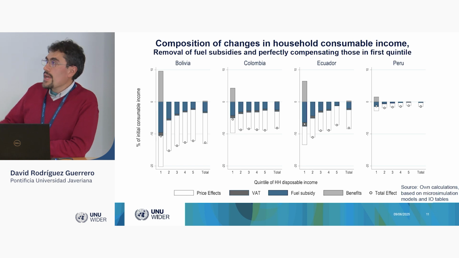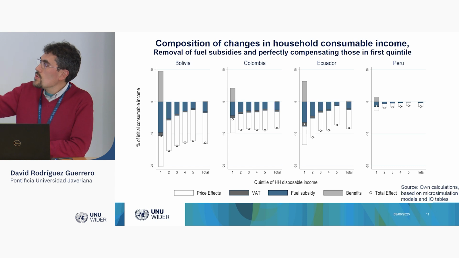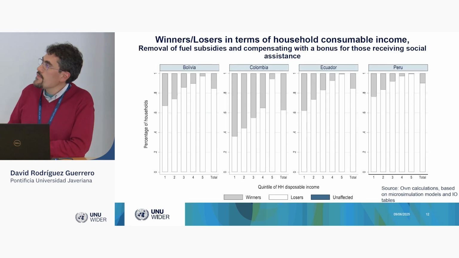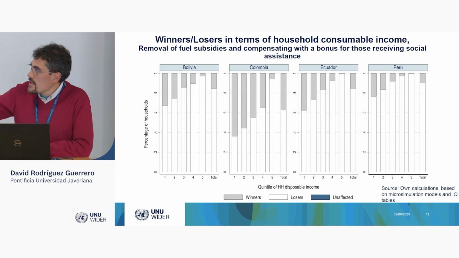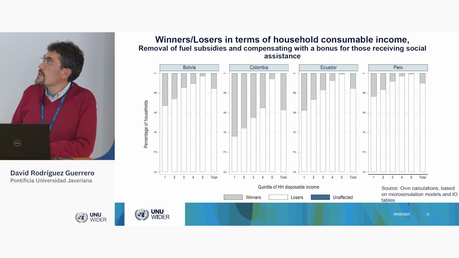And we have another scenario. In this case, we just compensate exactly those who lost consumable income at the bottom of the distribution. In this other scenario, they are all worse off. And also we have winners and losers in terms of consumable income. And we see that despite trying to compensate by recycling all that the government receives from removing the fuel subsidy, most of the people in the distribution are worse off after the simulated reforms.